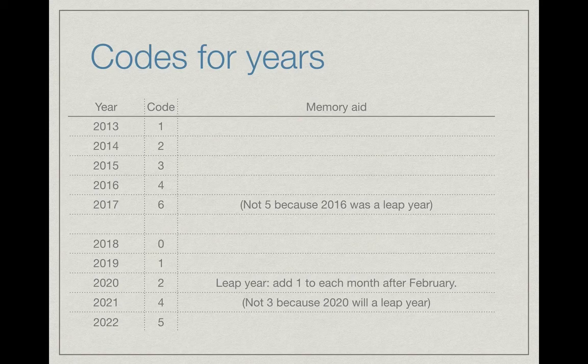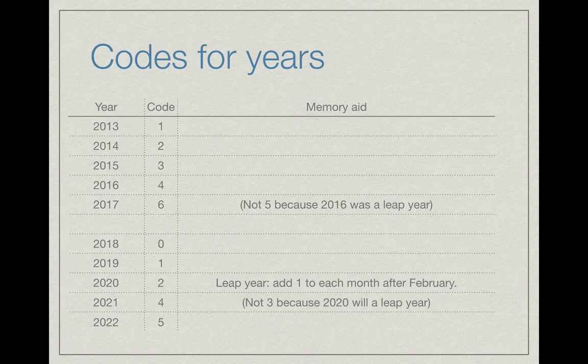So every year around Christmas or something, I'll figure out the code for next year based on when the 1st of January is. So 2013 to 17, that's when I was doing my PhD. The codes I remember: 2013 being the first year of my PhD, so the code is 1, and 2014 second, third, and fourth, and so on. But 2016 was a leap year, so the code for 2017 was 6, not 5.